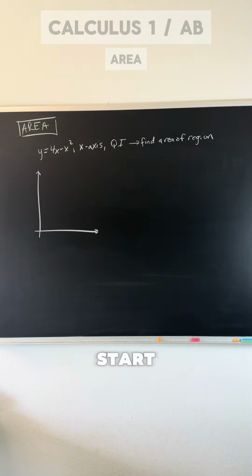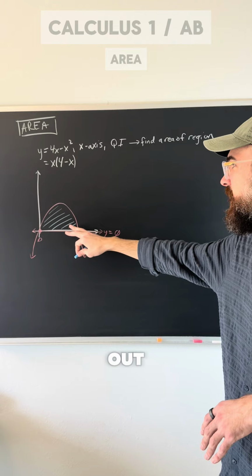So I start with my focus in quadrant 1. I label my x-axis, which is y equals 0. I factor out an x to get x times 4 minus x, which tells me that for this curve, I have an x-intercept at 0 and an x-intercept at 4. And since the leading coefficient of our quadratic is negative, or a is negative, our parabola is going to open downward.